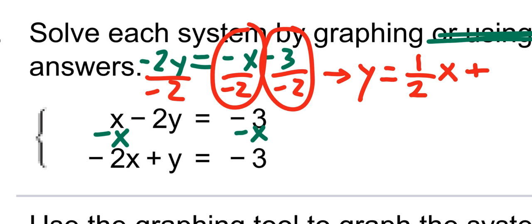Now, I don't care if you write it as a fraction or a decimal. If you're a decimal fan and if you want to write 1.5 instead of 3 over 2, be my guest. If you're not going to graph these, that's a problem for me. But whether you use fractions or decimals, I don't care. Because I know some of you hate fractions.